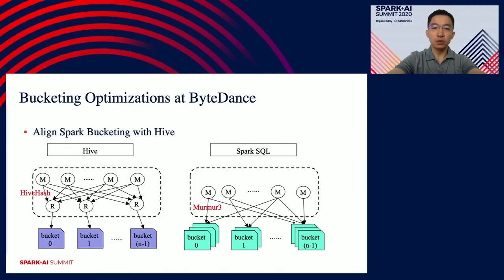Firstly, we align Spark bucketing with Hive. Previously I introduced that the two differ in file number. For Hive, there will be exactly one file for each bucket, but for Spark, there will be more than one file for each bucket. So we need to ensure that in Spark, each bucket will consist of exactly one file. Another thing we need to know is that Spark uses murmur3 hash and Hive uses Hive hash. So we change Spark SQL to use Hive hash when bucketing, when we read or write a bucket table.